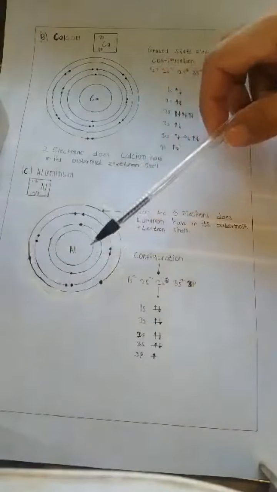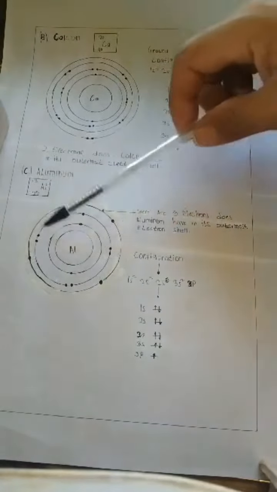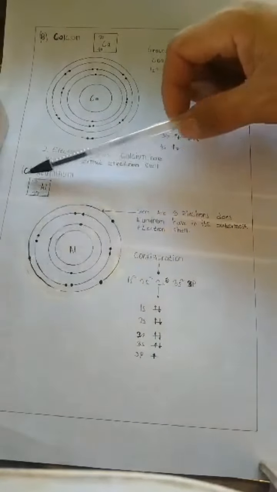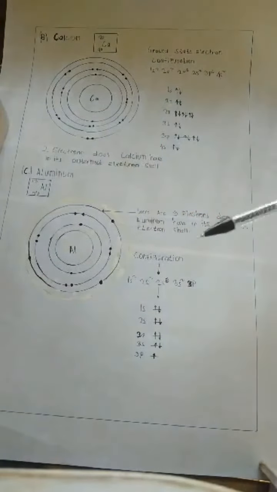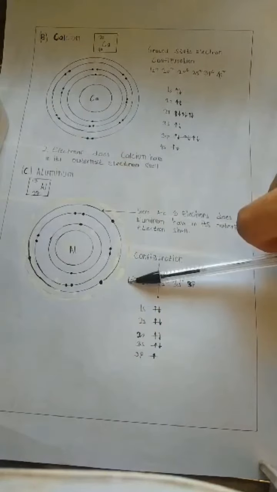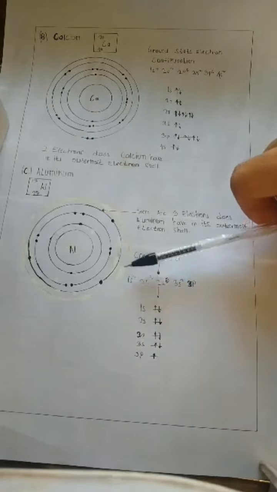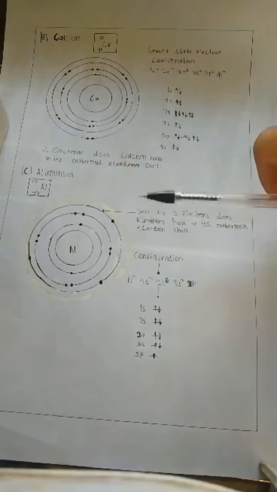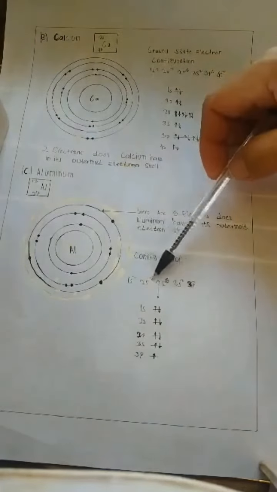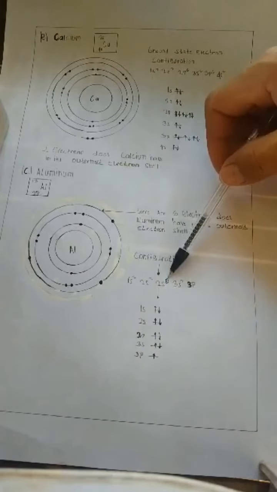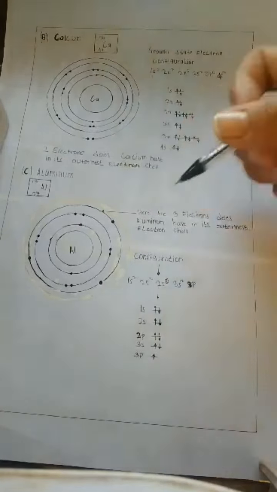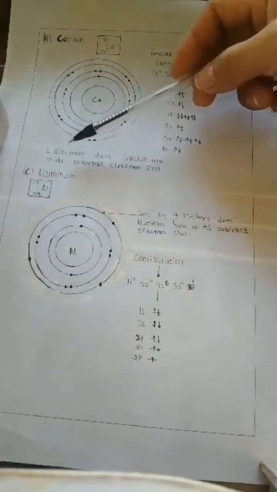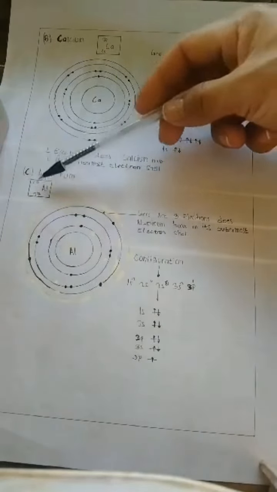So how to get the configuration in this? We have 1s2, 2s2, 2p6, 3s2, 3p1. Then 2 plus 2, 4 plus 6, 10 plus 2, 12 plus 1 equals 13. So the atomic number of aluminum is 13.